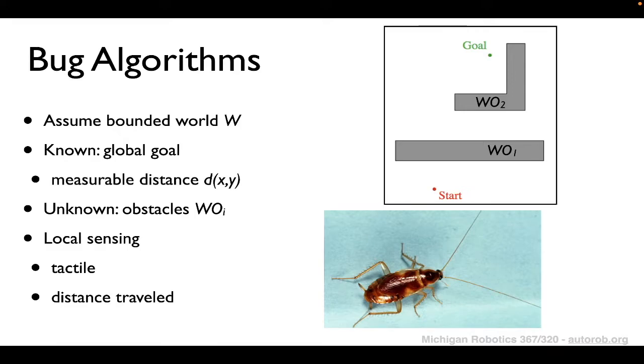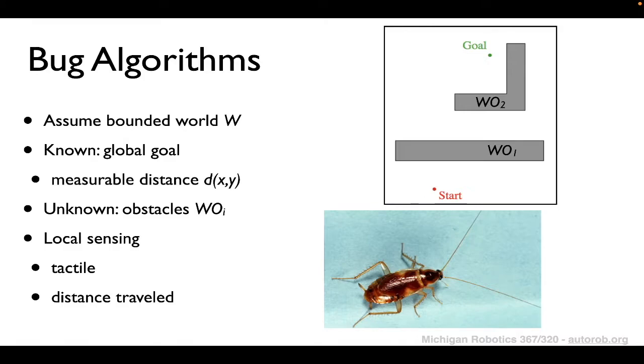For each of these bug algorithms, we're going to assume that the algorithms are operating in a two-dimensional bounded world, which we'll call W, and there's a known global goal location that the algorithms are trying to navigate to, where the distance from the goal location is measurable.